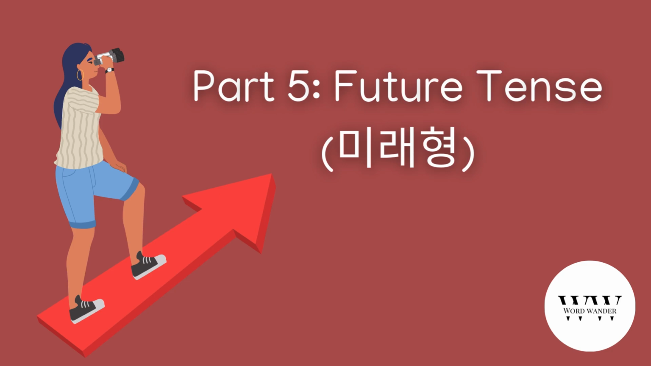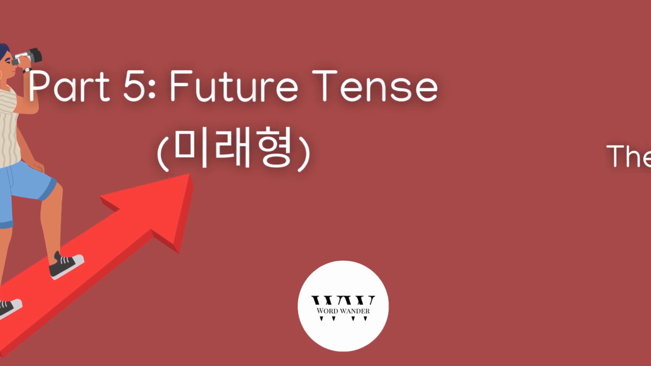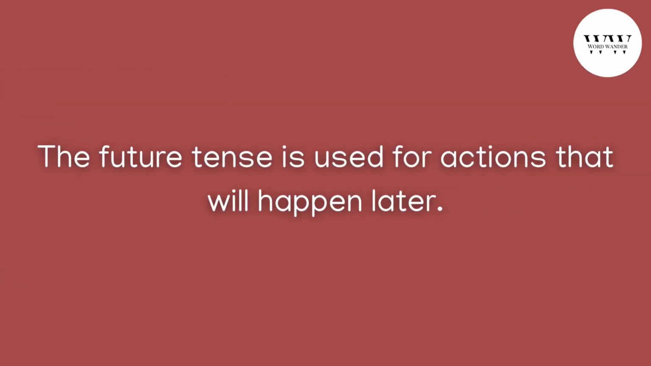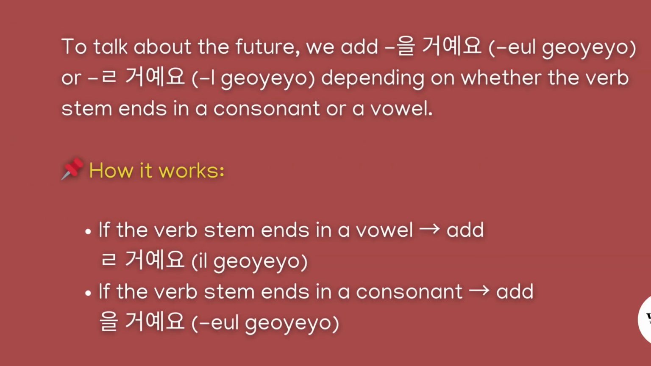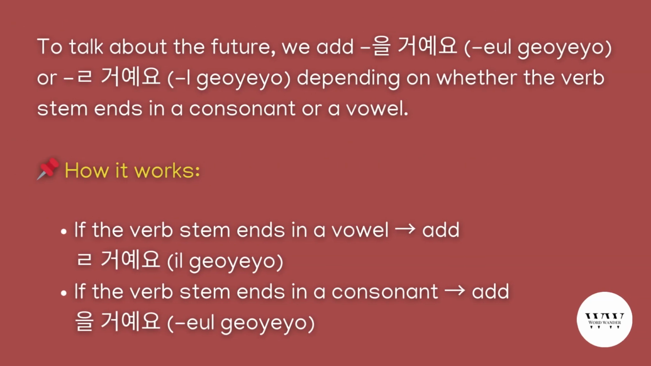Now that we know how to talk about the past, let's move on to the future. What about things that haven't happened yet? That's where the future tense comes in. Future tense is used for actions that will happen later. To talk about the future, we add ulgoyo or ilgoyo, depending on whether the verb stem ends in a consonant or a vowel. If the verb stem ends in a vowel, add ilgoyo. If the verb stem ends in a consonant, add ulgoyo.